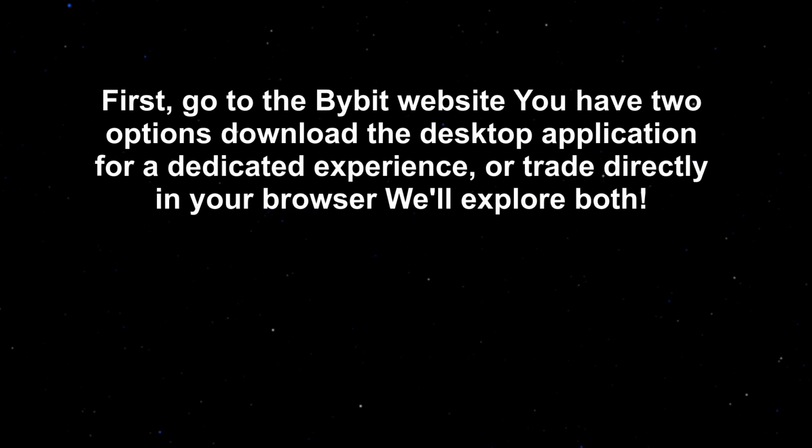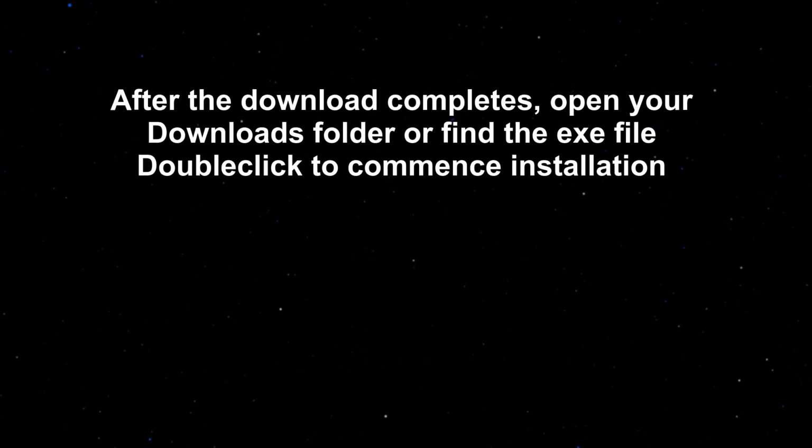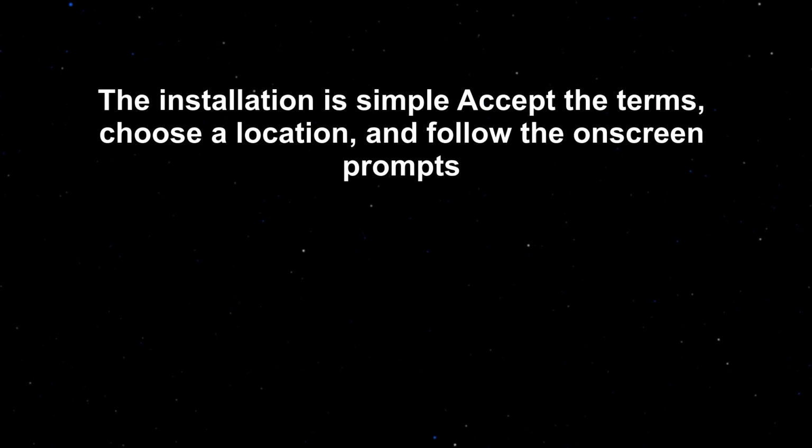We'll explore both. To download the app, click the Download App button. This initiates the download sequence based on your operating system, Windows or Mac. After the download completes, open your Downloads folder or find the file. Double-click to commence installation. The installation is simple.